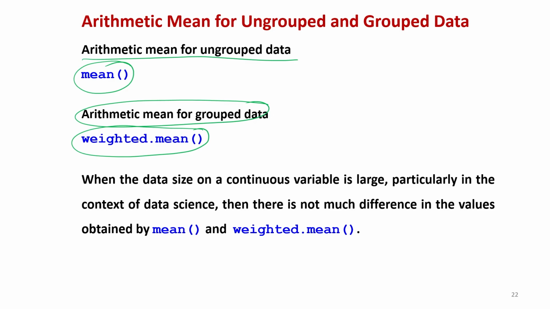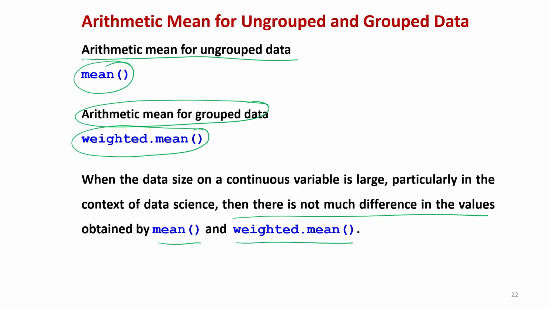Right. In the context of data science, usually the data size is going to be very, very large, and you will see that most of the data is continuous or even discrete. So if you try to convert the continuous data into the format of a frequency distribution using this process which I have shown you, there may not be much difference in the values of mean and weighted.mean, right. The values will be very, very close.